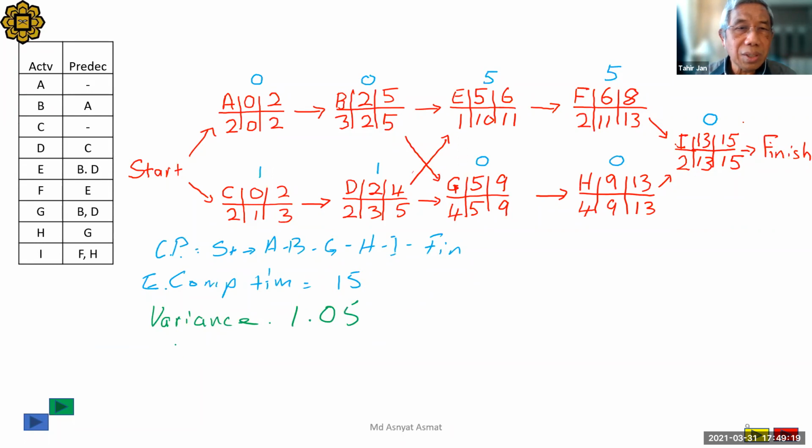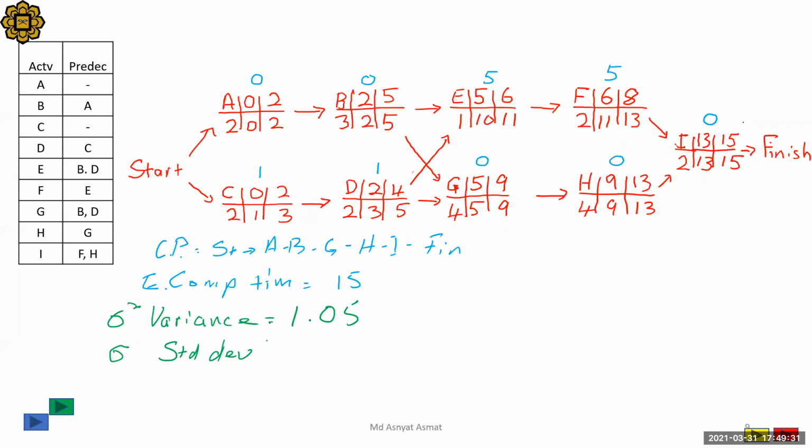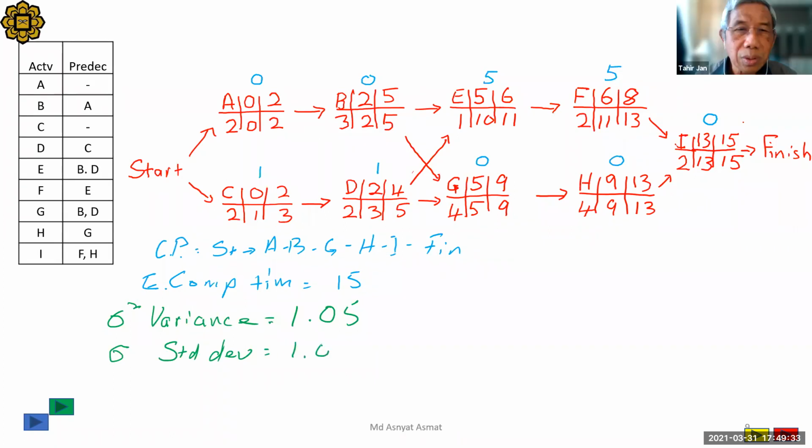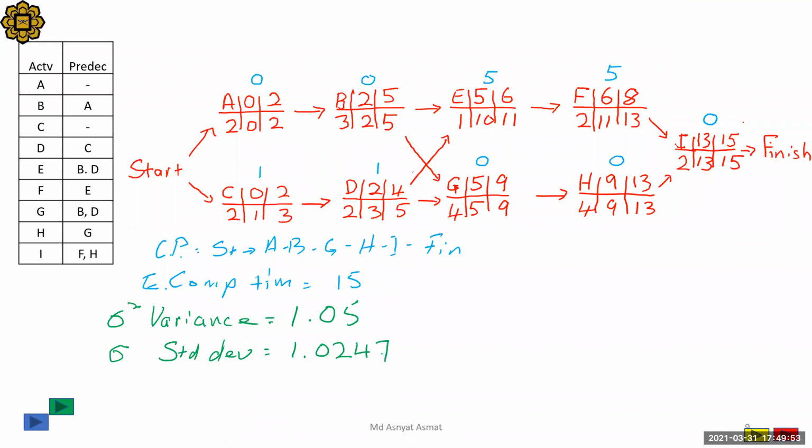Now we know the variance, right? The standard deviation is the square root of the variance. So the standard deviation is 1.0247. Okay, so this is the basic information required.